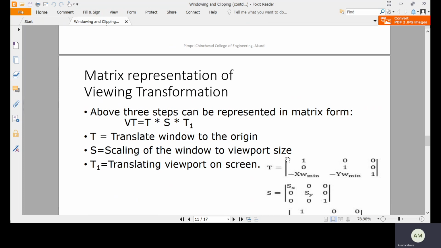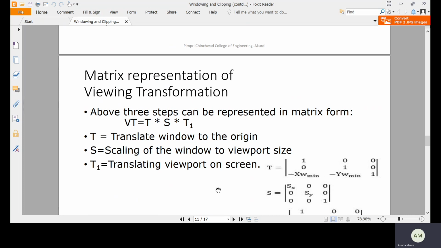And what is the matrix for that? 1, 0, minus xw min, 0, 1, minus yw min, 0, 0, 1. We have used the homogeneous coordinate system, and we have already calculated the translation factors tx and ty, right?